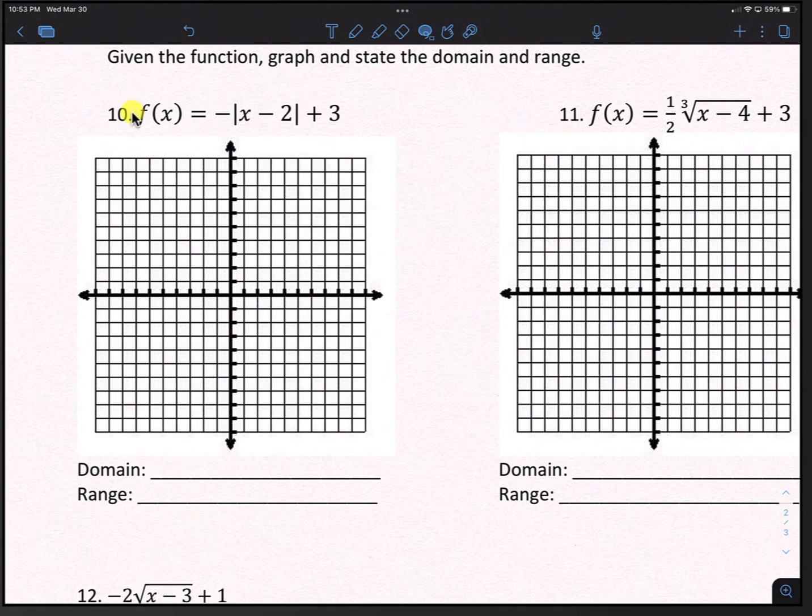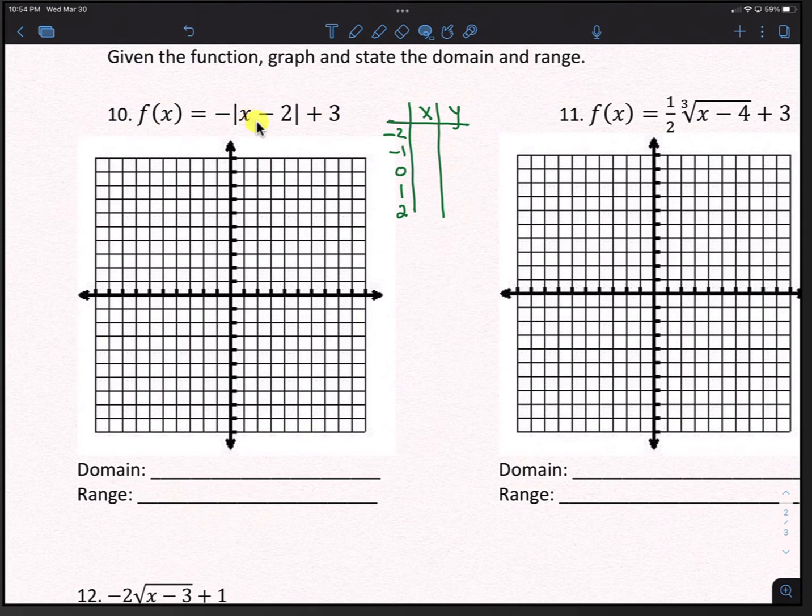All right, starting with question 10, it says, given the function, graph and state the domain and range. Now in order to graph this, we're going to set up a table. You might remember that the absolute value function has original numbers in the table set up as negative 2 all the way to positive 2. So negative 2, negative 1, 0, 1, and 2. That would be from the original parent graph.